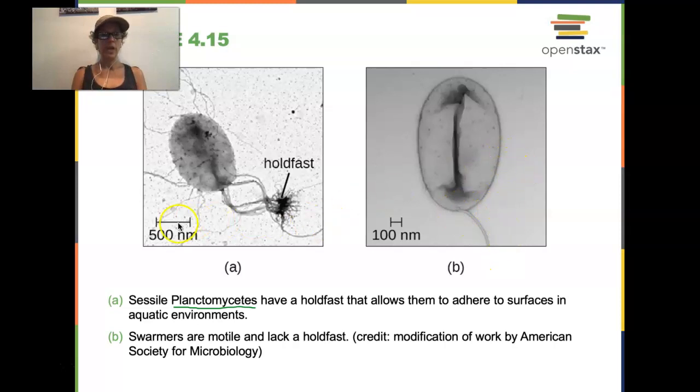Now, 500 nanometers is the size bar on this one. 1 nanometer is, well, millionth. Nope, 1,000th of a micron. So if you have 1,000 nanometers, you have 1 micrometer. So this is half of a micrometer here. So it's not quite a whole micrometer long. Super tiny. Here the scale bar is 100 nanometers. Why a different scale? I don't know, but let's see, one. It's also probably around 600 nanometers across.